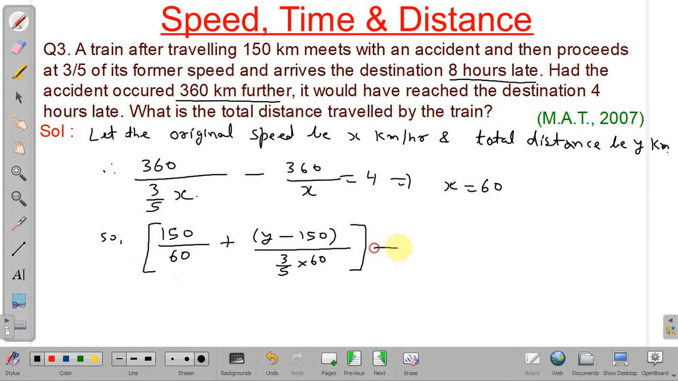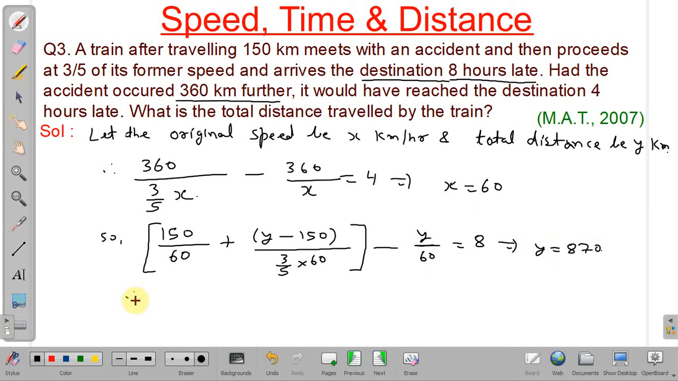And if we subtract, if there had been no accident, then the time required is y divided by 60, because in that case the speed will be the original speed only. So y by 60 is equal to 8 hours, because it reached the destination 8 hours late. So solving this we will get y equal to 870.